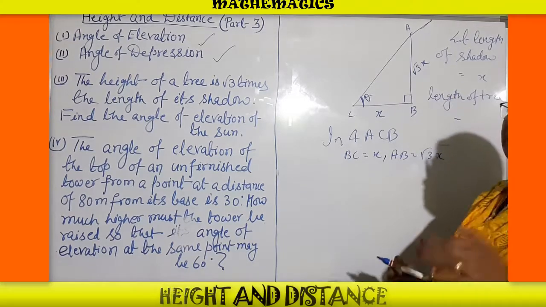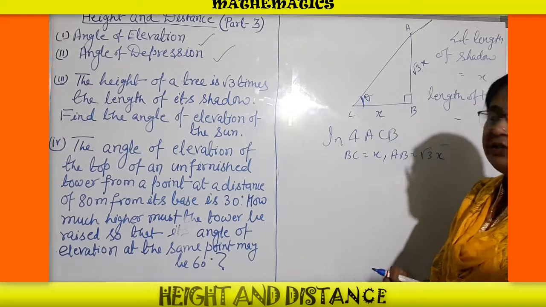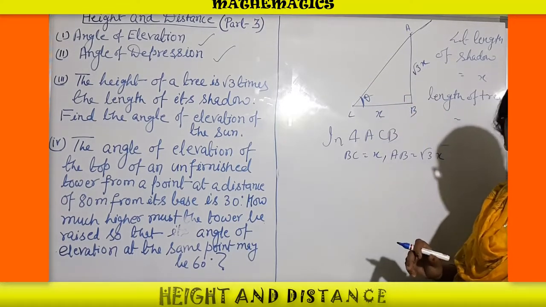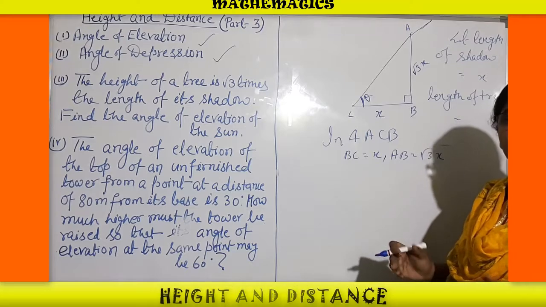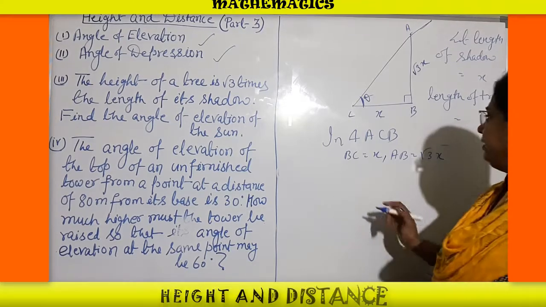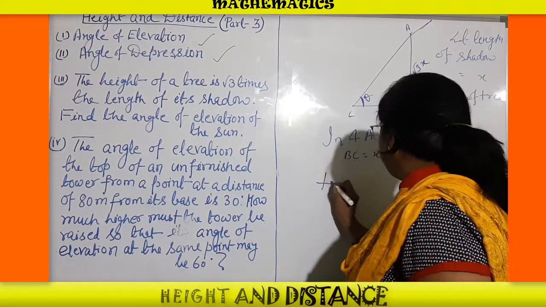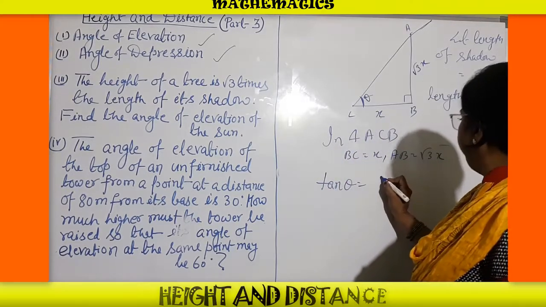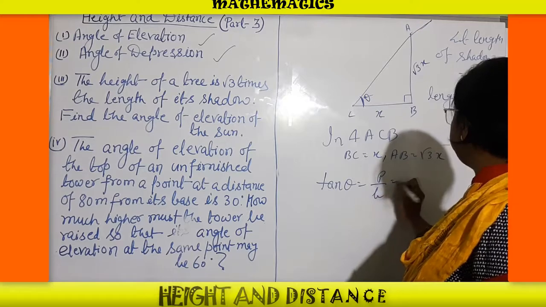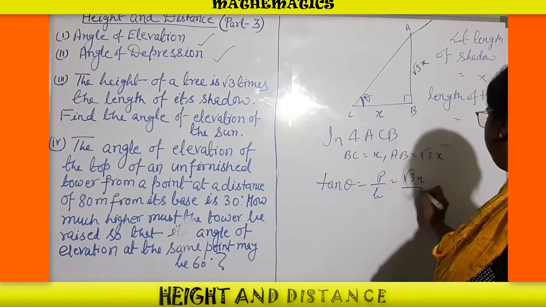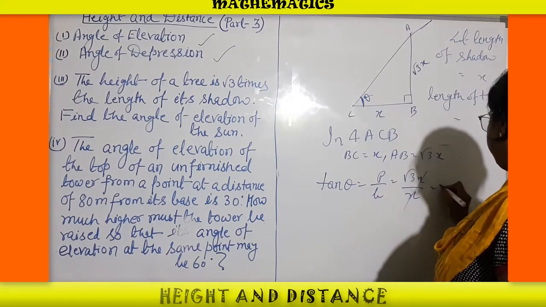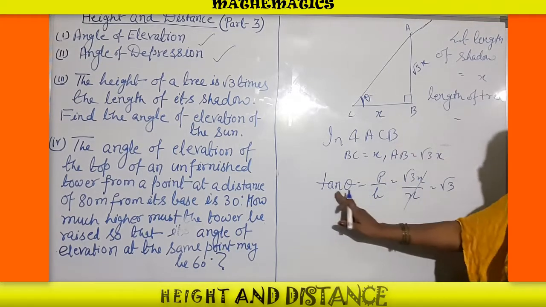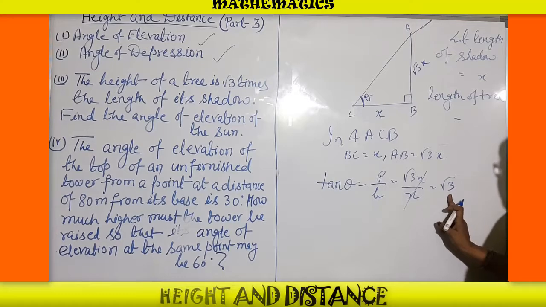That means what trigonometrical ratio is related with perpendicular and base? That is tan theta and cot theta. So to make it easy, I will take tan theta. It means tan theta is equal to perpendicular by base. It is root 3x by x. X cancels, root 3. Now comparing both, tan theta is equal to root 3.